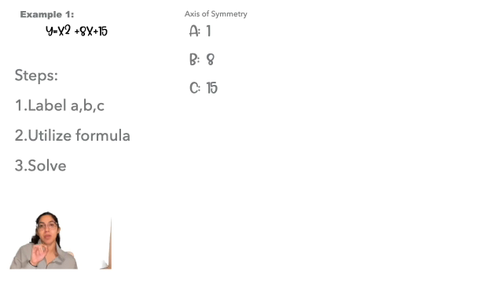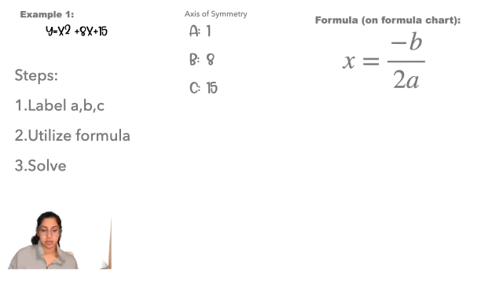I think some of you are still getting confused with A, B, and C. I noticed some people want to put x squared for A. It's just the coefficient, just the number, whatever's in front of the variable. The formula that I'm going to give you is actually on your star chart, so it's not one that you have to memorize. It's all the way at the bottom on your star chart.